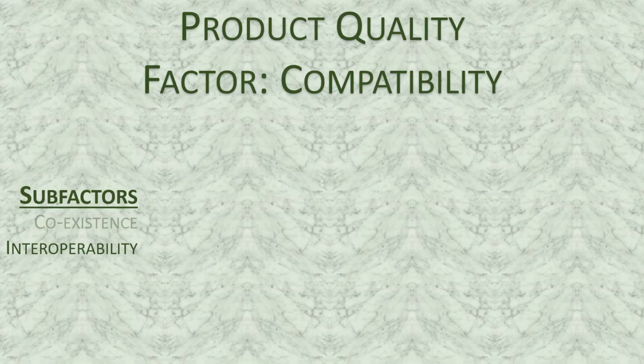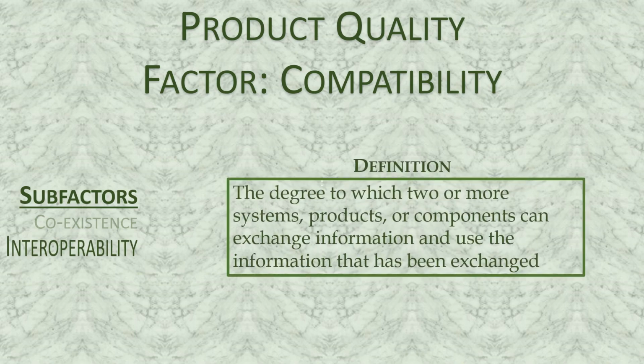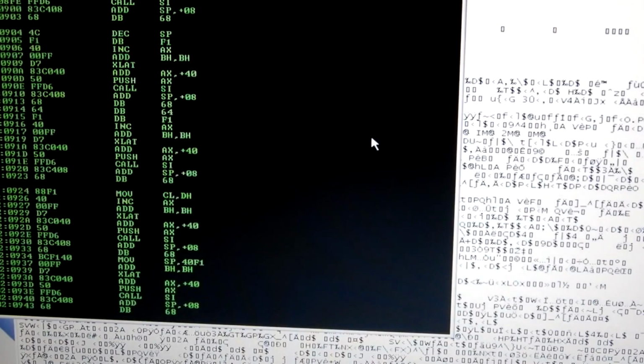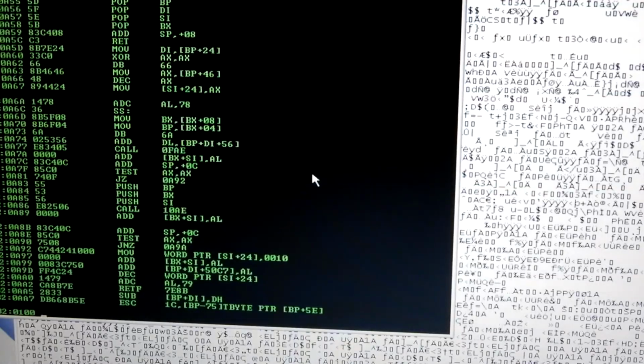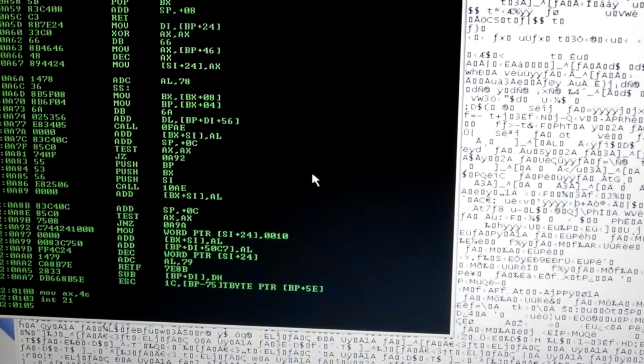The other compatibility subfactor is interoperability. It's defined as the degree to which two or more systems, products, or components can exchange information and use the information that has been exchanged. Interoperability also includes the ability to utilize shared services. Sometimes the systems we build must interact with legacy systems that cannot or will not be changed. In those cases, we must adapt to those systems.